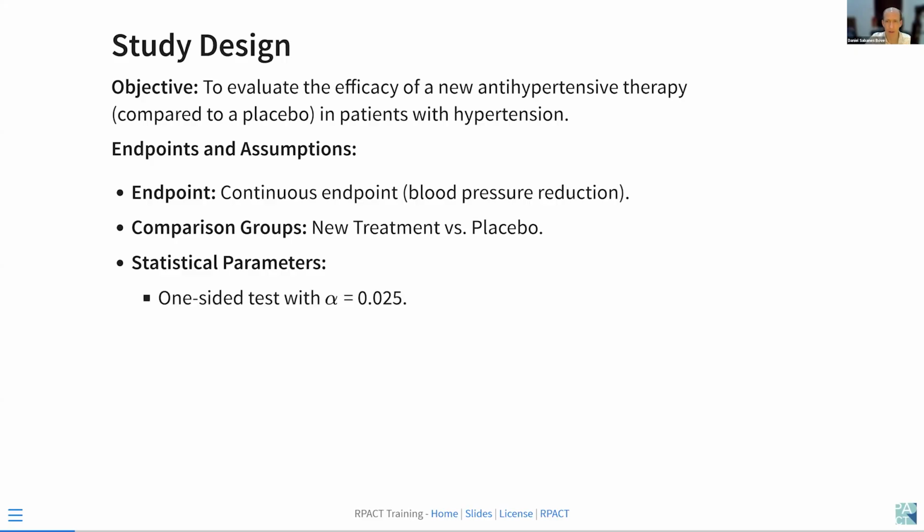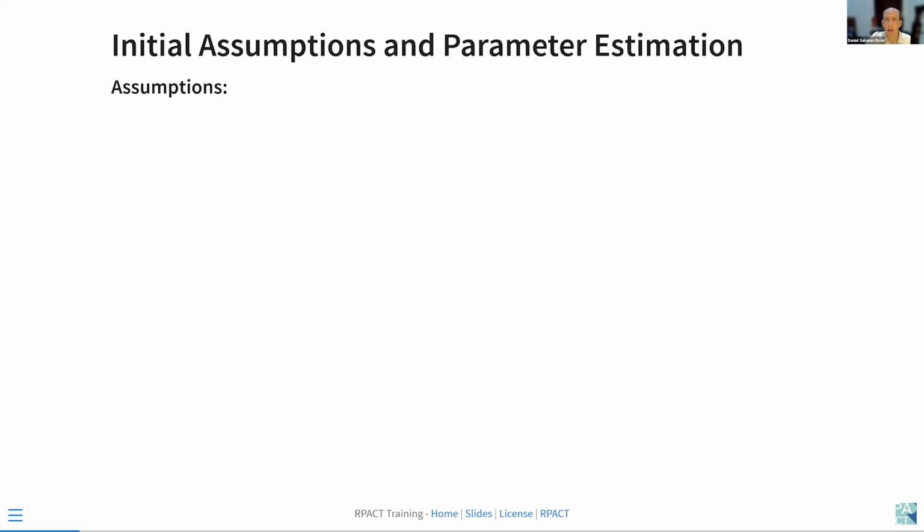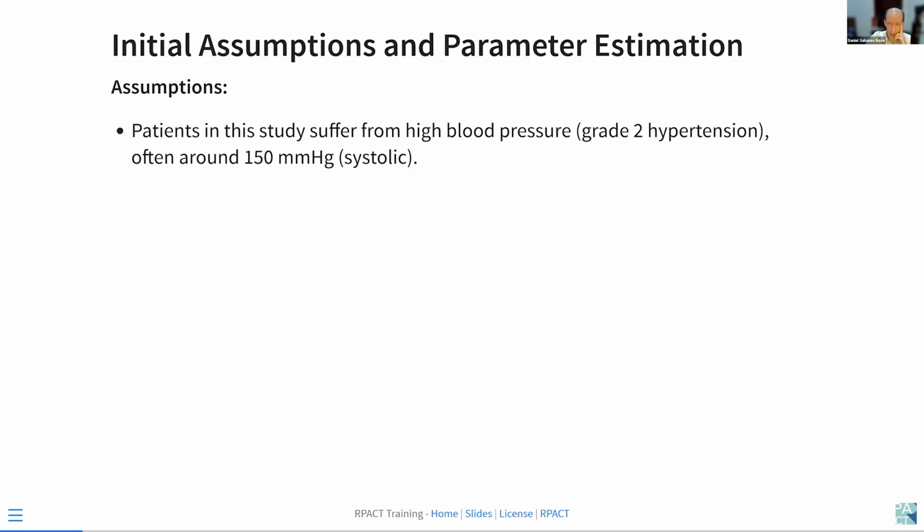Then the statistical parameters. So let's say we are in a confirmatory setting. So we typically need to have a one-sided alpha level of 2.5%, and a typical power value, for example, 80%, which could also be higher, 90%. Then let's think what kind of assumptions we need to make. So we need to know something about the patients' baseline level. So let's say these patients suffer from grade 2 hypertension. Not too severe yet, but also not too low grade. Let's say they start around 150 mmHg as systolic blood pressure here.